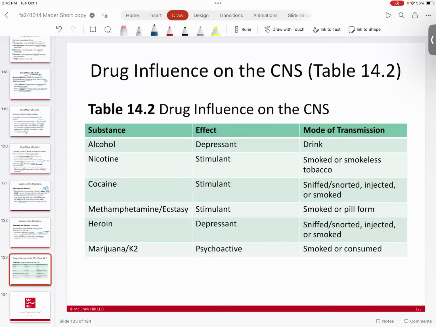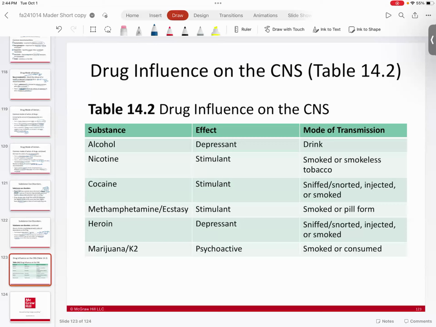And so here's basically some different types of common drugs that we see. Alcohol is a suppressant, which you typically drink. Nicotine is a stimulant, which you typically smoke. Cocaine is a stimulant, which you can either snort or inject or smoke. Methamphetamine or ecstasy are stimulants, right, which you can smoke or take in pill form. Heroin is a depressant. Oftentimes you can either inject it or smoke it, or you can snort it.